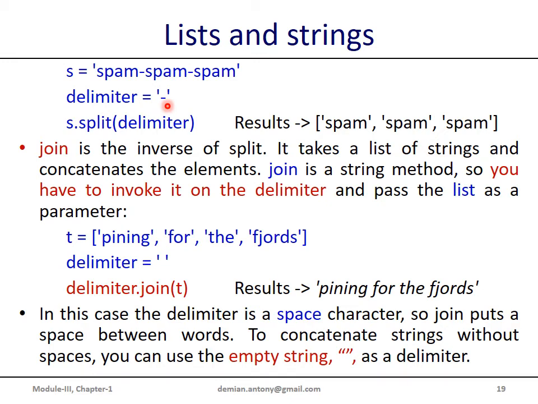Now I want to create a list of words based on the word boundary hyphen. What I need to write is s.split with the parameter delimiter, which represents hyphen. So I'll now have a list of words with 3 words. They are spam and spam and so on.